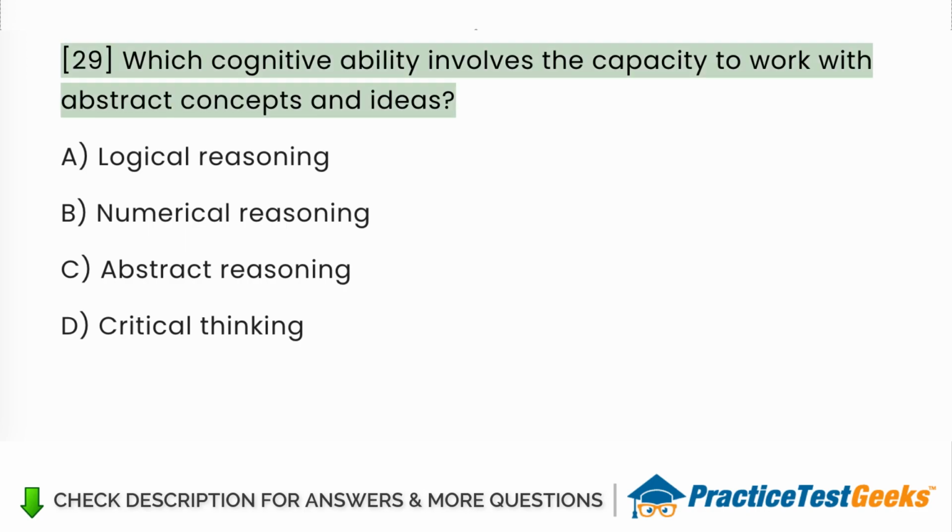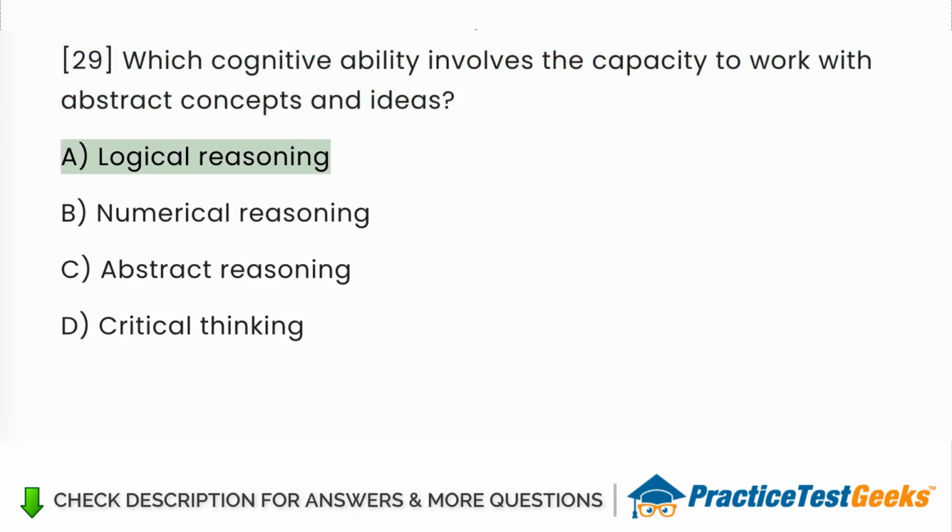Which cognitive ability involves the capacity to work with abstract concepts and ideas? A. Logical reasoning. B. Numerical reasoning. C. Abstract reasoning. D. Critical thinking.